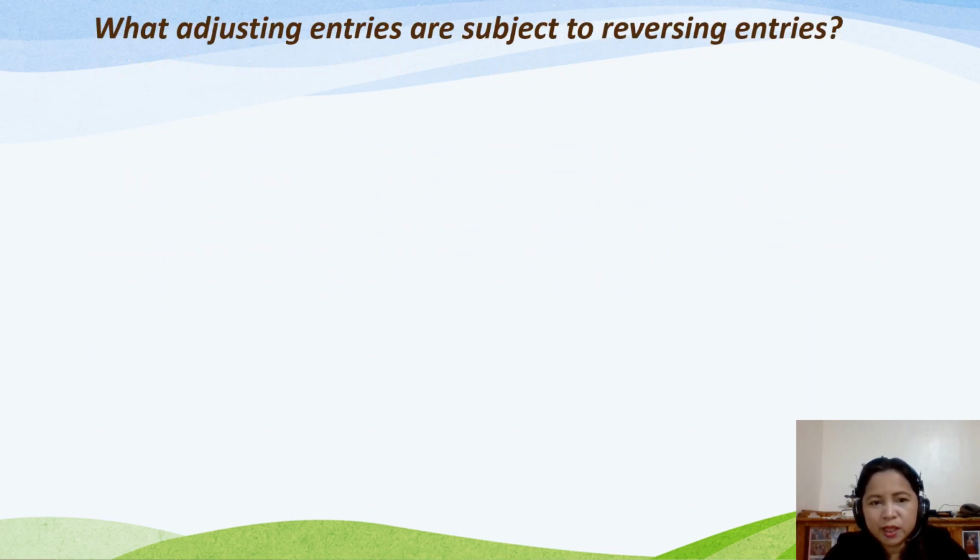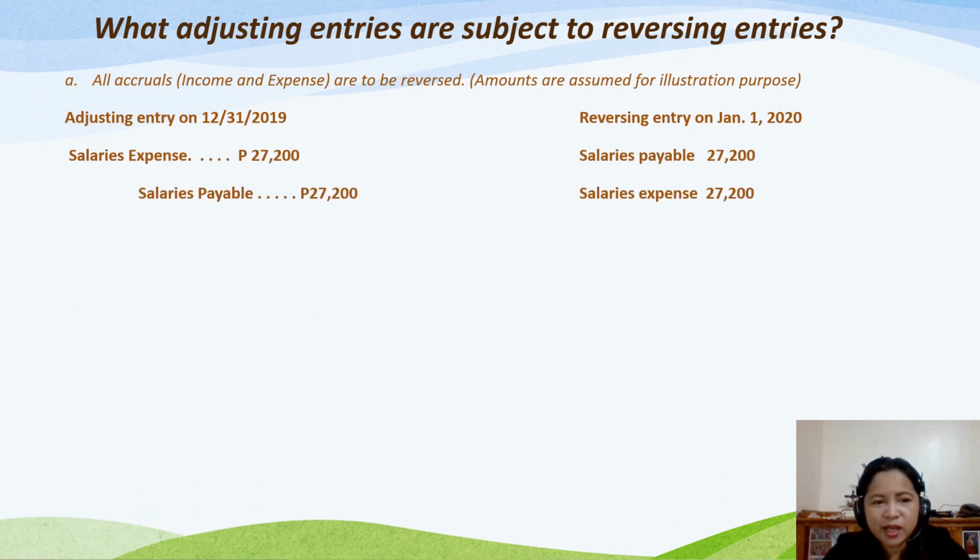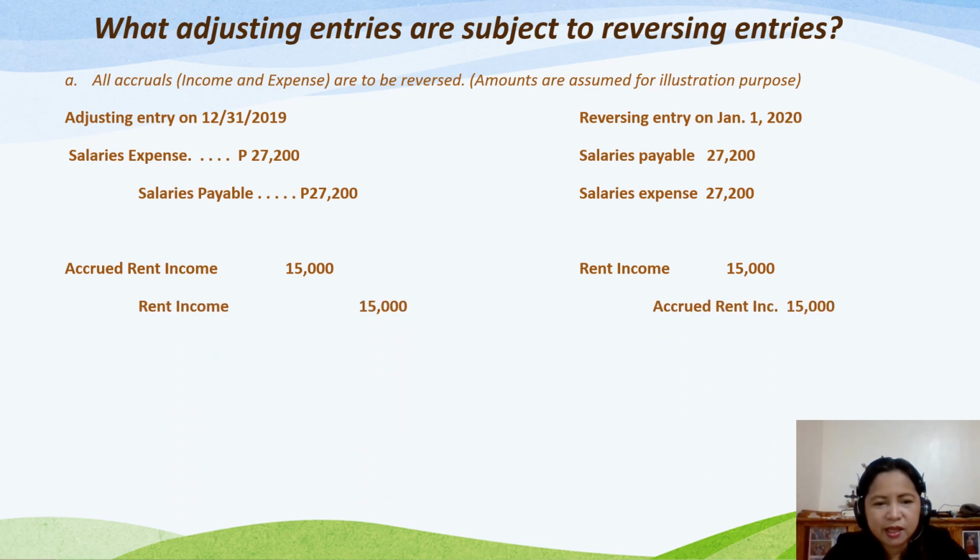To review what adjusting entries are subject to reversing entries, first, all accruals, both the accrued income and accrued expenses, are to be reversed. For illustration, the amounts here are assumed. For example, the adjusting entry on December 31, 2019 for accrued expense is debit salaries expense and credit salaries payable. At the beginning of next year, to reverse it, debit salaries payable and credit salaries expense. For accrued rent income, the adjusting entry is debit accrued rent income 15,000 and credit rent income. In the next accounting period, the reversing entry is debit rent income and credit accrued rent income.